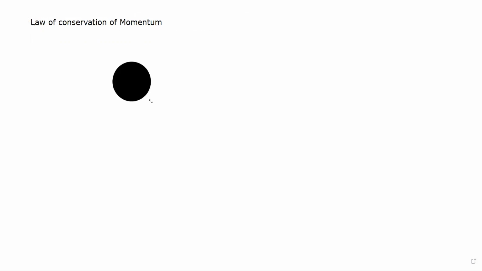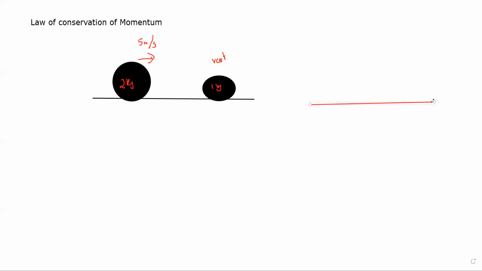So if two objects are there, it can be that one of the objects is stationary and another one is moving. It can be that both objects are moving in the same direction with different speeds, or it can be two objects moving in opposite directions. For example, if we have a 2 kg object colliding with a 1 kilogram object, which is initially at rest, and the 2 kilogram object was moving with 5 meters per second, when they collide with each other, after the collision, their speeds change.